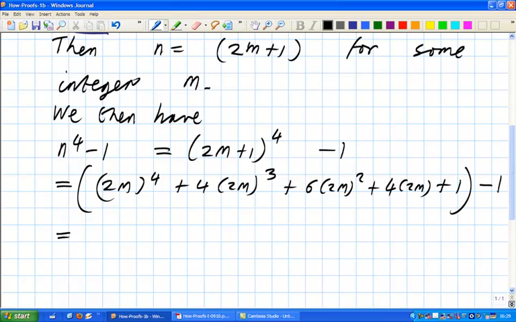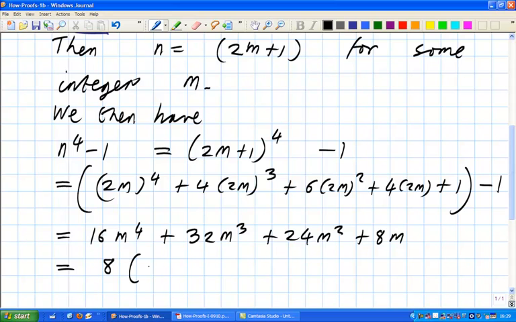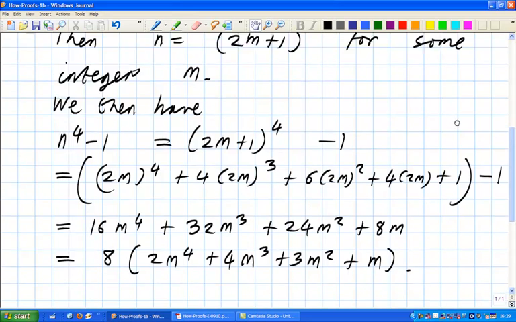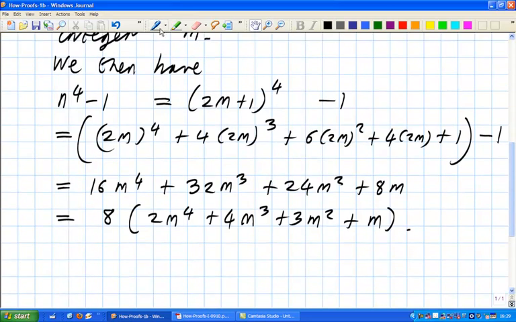And that simplifies out to 16m to the fourth plus 32m cubed plus 24m squared plus 8m plus 1 minus 1 cancels, which you can write as 8 times (2m to the fourth plus 4m cubed plus 3m squared plus m). It's 8 times an integer, so it's divisible by 8.